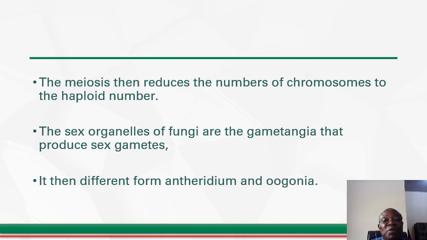Then meiosis will take place, and of course we know what meiosis is all about. That is reduction division. The sex organs of fungi are the gametangia that produce sex gametes. After this formation, they form different forms of antheridia or oogonia. With this, we come to the end of reproduction in fungi.